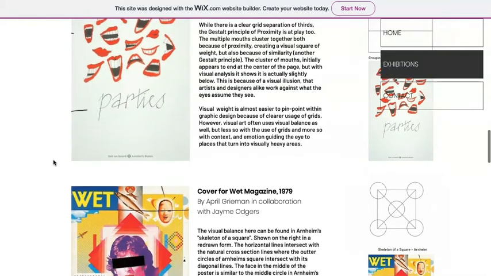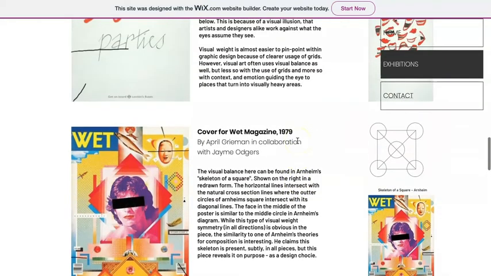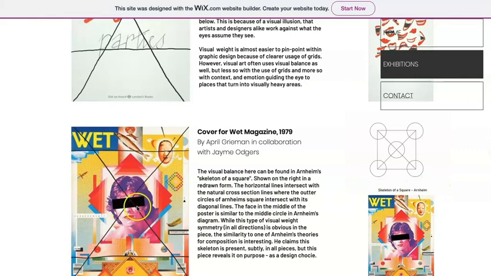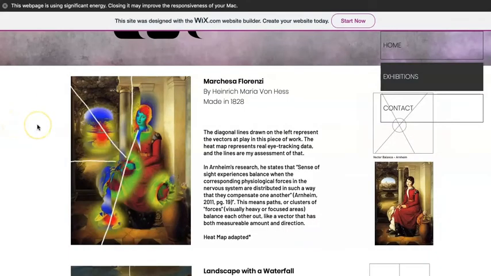For each piece, I have a visual grid analysis, as you can see in a moving GIF format, and a visual example on the right side, as you can see here, titled Skeleton of a Square by Arnhem, that is discussed in the text about the image and relates the theory to the grid that I've drawn on the image. Let's look at some of the pieces in more detail.